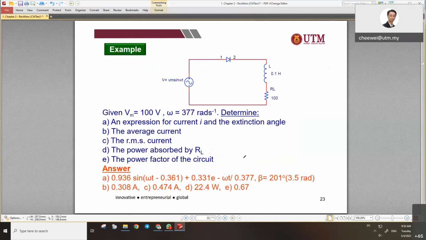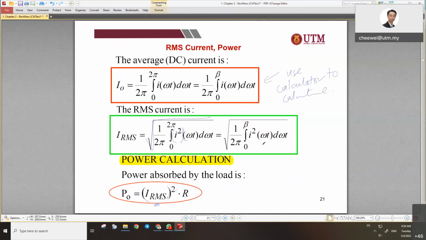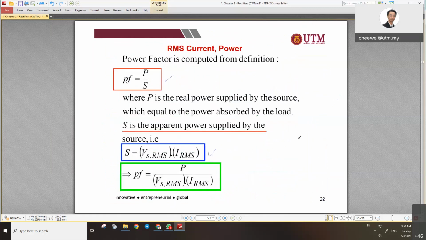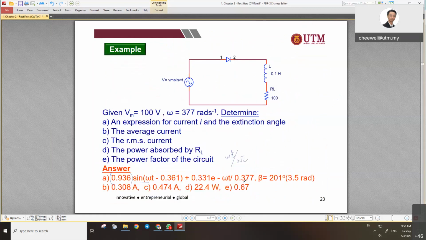So as an exercise, you can try this one. You see that the answer is actually very long. This is the Vm over Z, right? The values, sine(omega t minus theta) plus the values, and then you have the omega t over omega tau, I guess. I also cannot remember. So that's actually very long. So you need to plug in the omega tau values. Eventually you get 0.377.